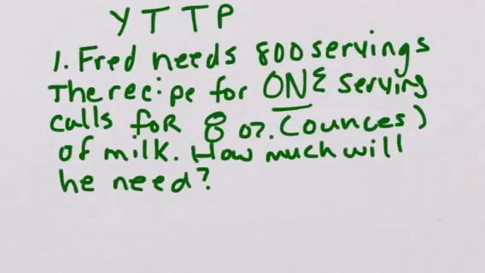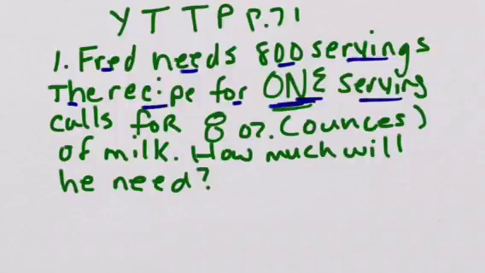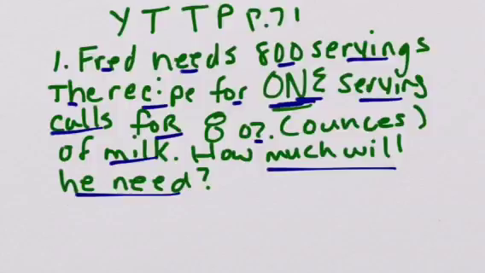Okay, so your turn to play. This is from page 71. Write that down on your lined notebook paper. Question is Fred. Fred needs 800 servings. The recipe for 1 serving calls for 8 ounces, that's spelled, of milk. How much will he need?